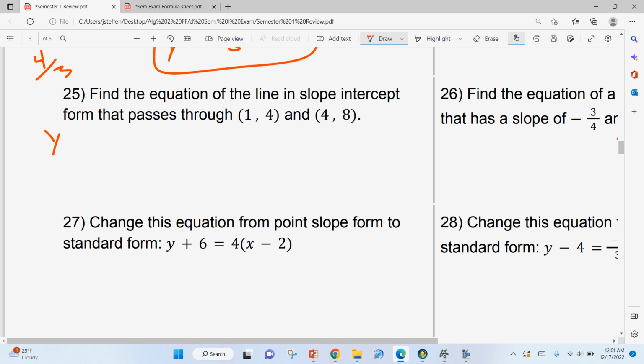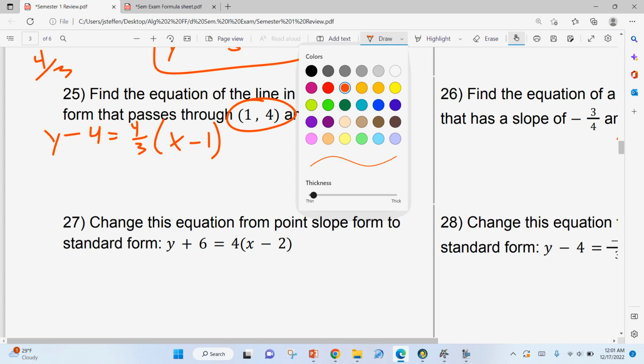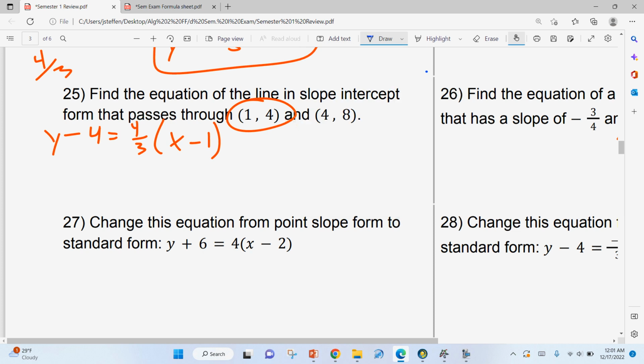So that is y minus y1. I'm going to use my first point. Doesn't matter which one. So y minus y1, which is 4, is equal to my slope times x minus x1, which is 1. Now from here we have to solve this and get it in slope-intercept form. So distribute: your denominator goes to the left, your numerator goes to the right. So you have 3y minus 12 is equal to 4x minus 4.